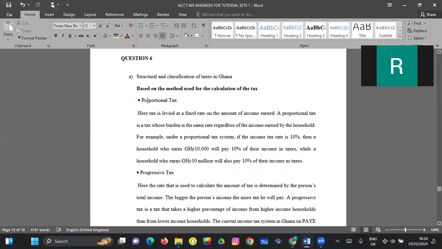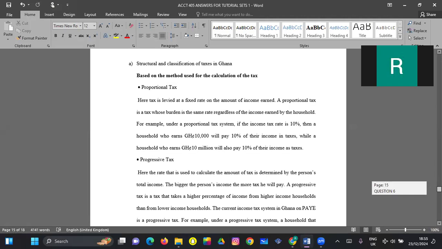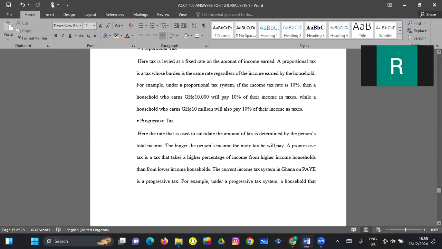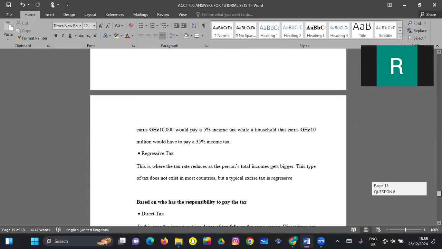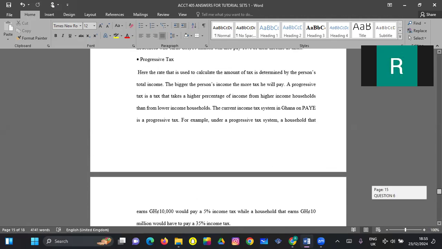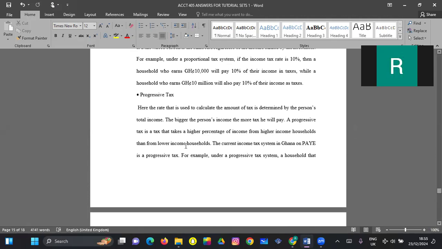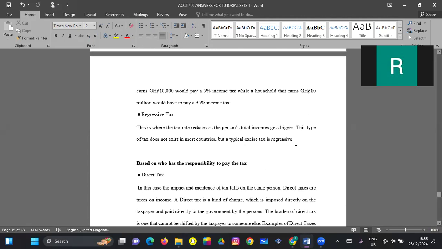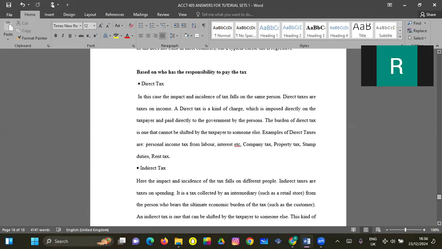So based on methods, right? It can either be a proportional tax system, where irrespective of the income level, the percentage paid as tax remains the same. Then progressive, when income level increases, tax rate also increases. And regressive, when income level increases, tax rate decreases. That's basically it. So based on who has the responsibility, it can be either direct or indirect tax.